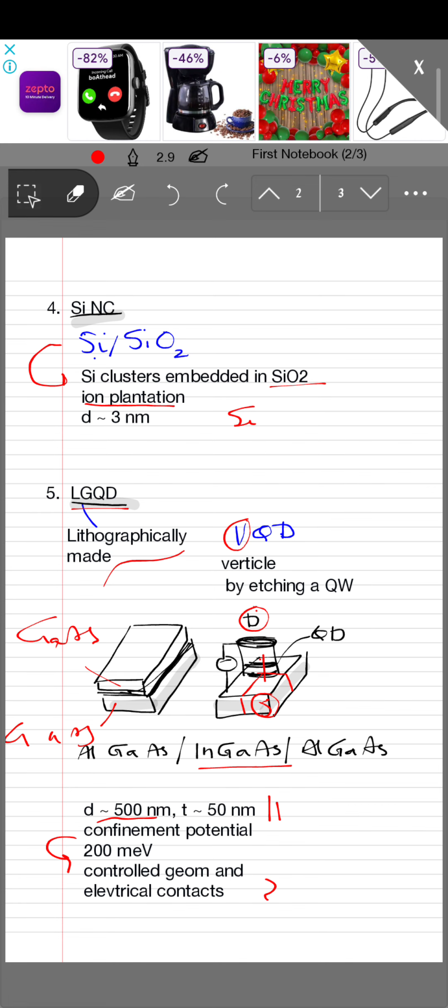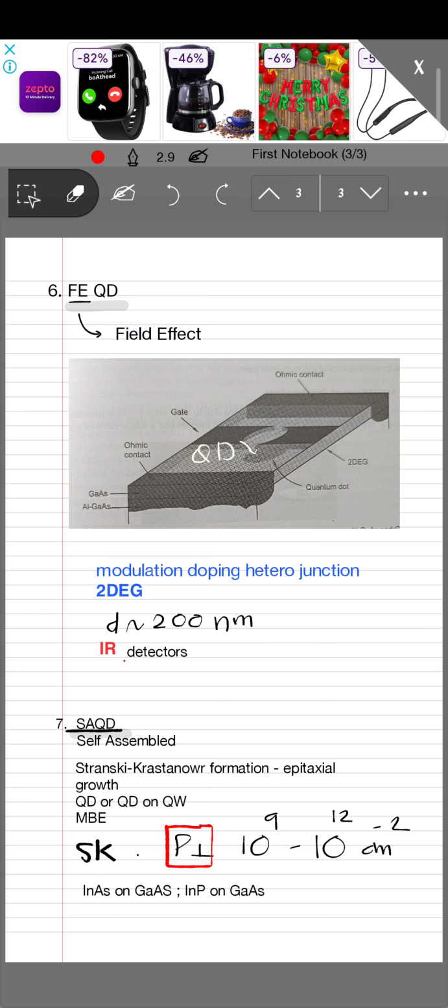Now coming to the field effect quantum dot. From the diagram you can see that a field effect quantum dot has been made by a modulation-doped heterojunction. Here the quantum dot is formed. Basically, a two-dimensional electron source is there, which is helpful in IR detectors, infrared detectors. And lastly, we have the self-assembled quantum dot.